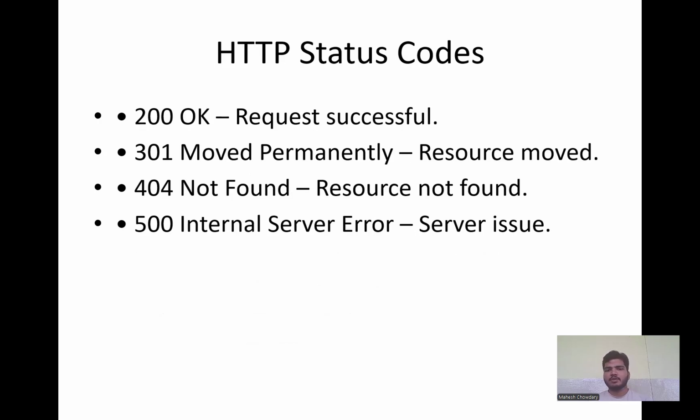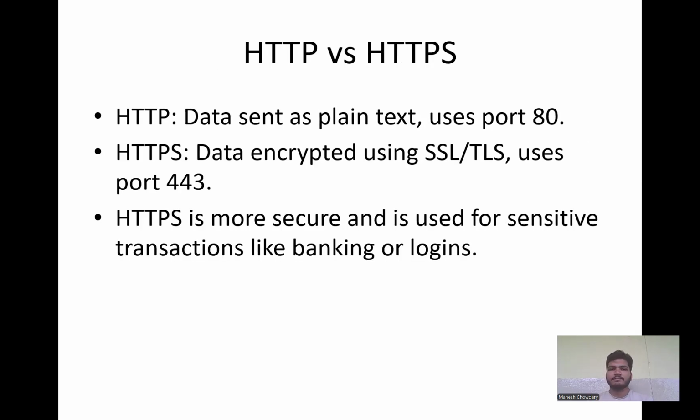Next, these are some common codes which will be used in HTTP. For example, 404 is the famous code which occurs when there is an error. 500 is when there is a server issue. The code 301 is when a resource has moved. The code 200 indicates the request is successful.